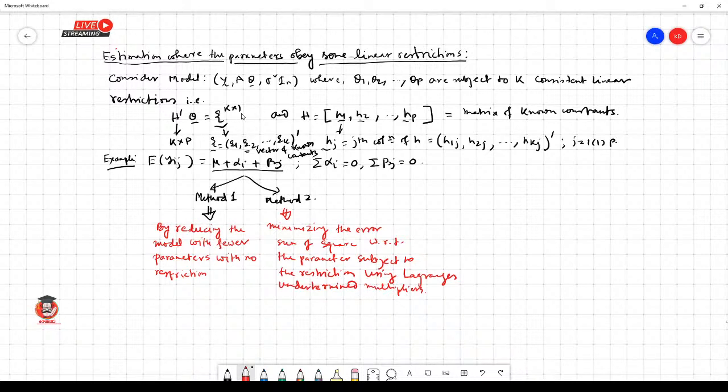So actually, suppose this is a model, and now theta 1, theta 2, theta p are subject to k linear restrictions, and assume that these k linear restrictions are consistent. That means this equation is solvable. This system of non-homogeneous equations is solvable. So this H is a known constant matrix, and this is a known constant vector. And suppose we consider two-way ANOVA, then we assume that summation alpha i equal to 0 and summation beta j equal to 0.